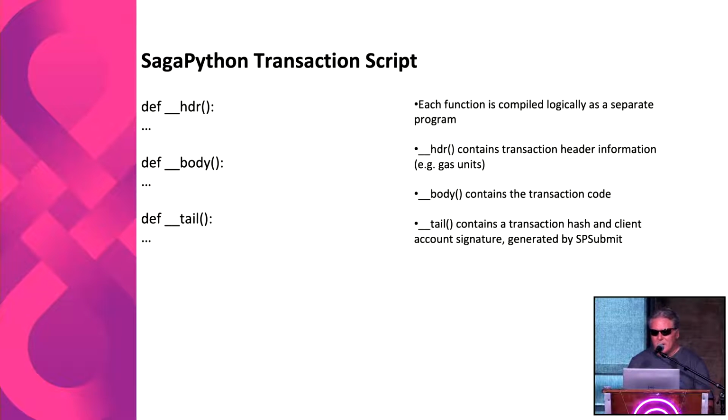There's important reasons why we do that. The header contains the same type of header information, you'll see that farther down, that you would expect out of any transaction submission. The body does the actual transaction execution, and in the end looks like regular Python code, but integrates transparently with the class manager system. And then the tail is actually generated by the SPSubmit tool to generate the hash of the transaction and a signature. Because it's kind of chicken and egg. You have to actually generate the hash to be able to sign it, so you can't do that on your own. Next slide.